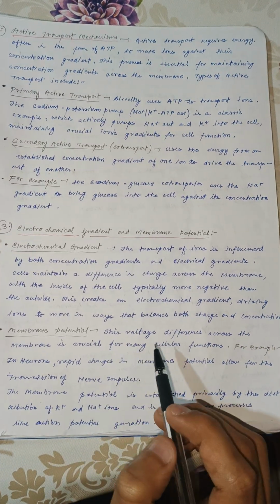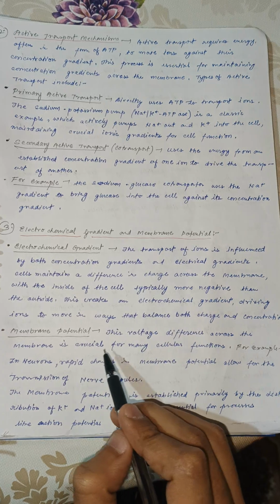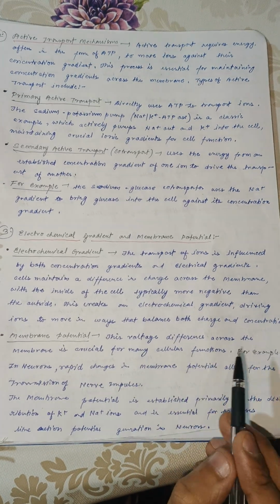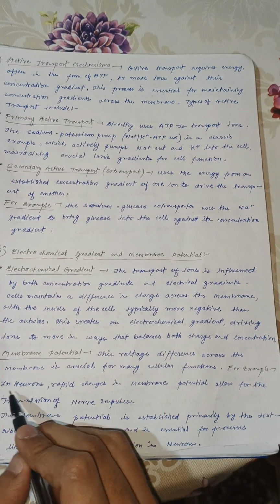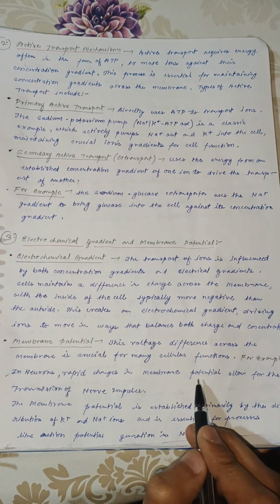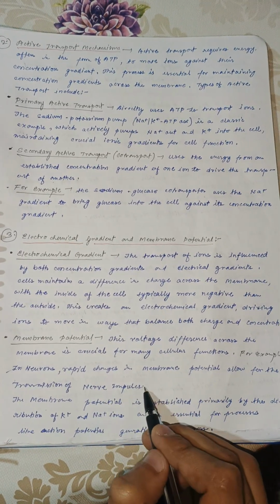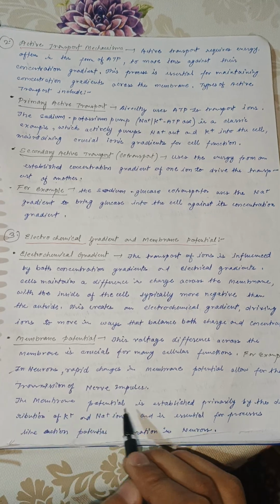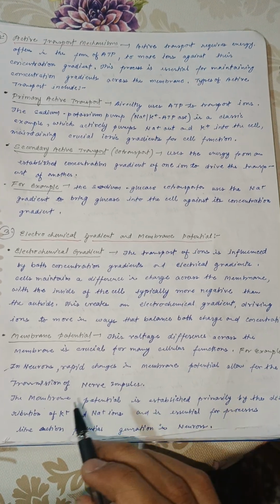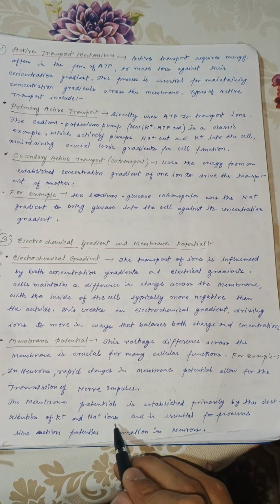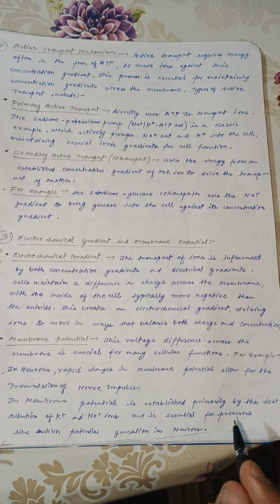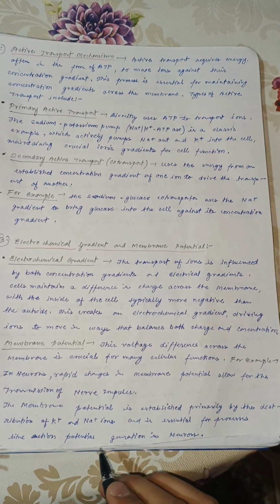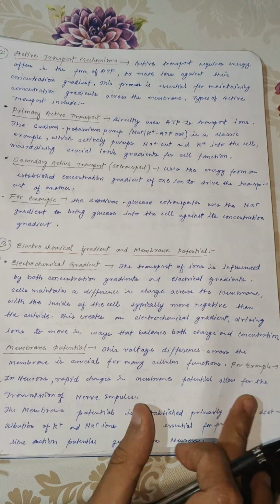Membrane potential. This voltage difference across the membrane is crucial for many cellular functions. For example, in neurons, rapid changes in membrane potential allow for the transmission of nerve impulses. The membrane potential is established primarily by the distribution of potassium and sodium ions and is essential for processes like action potential generation in neurons.